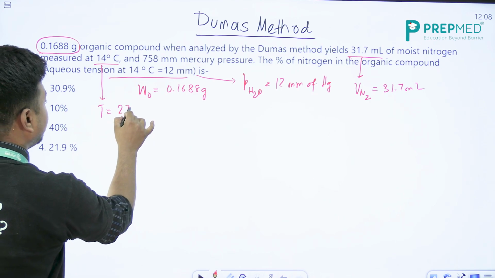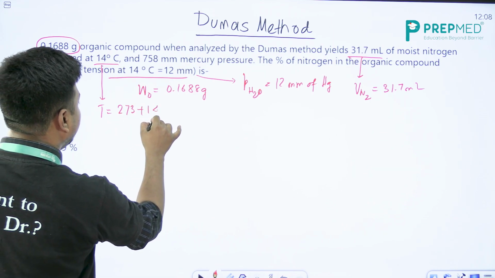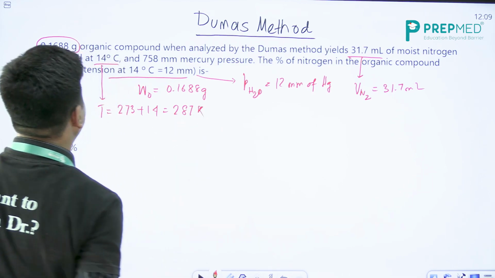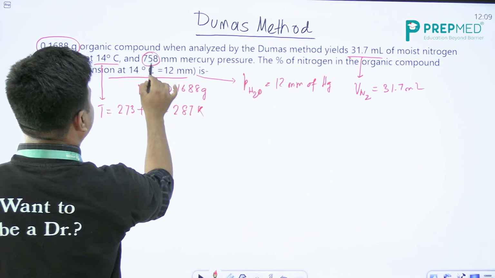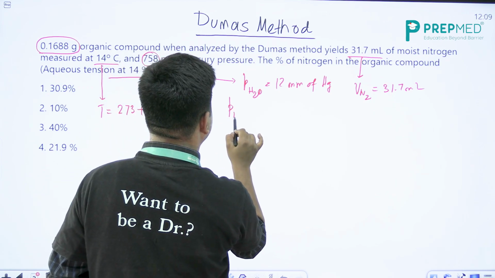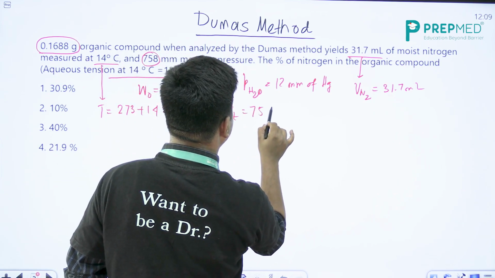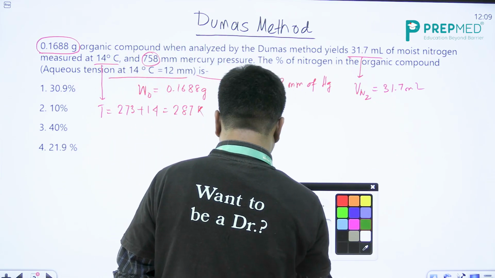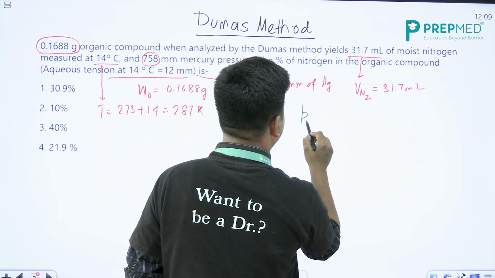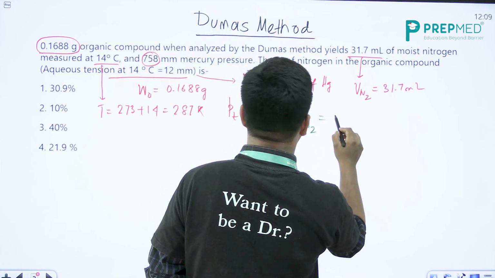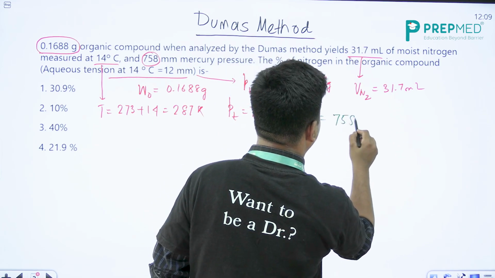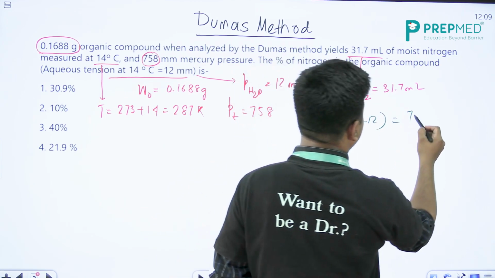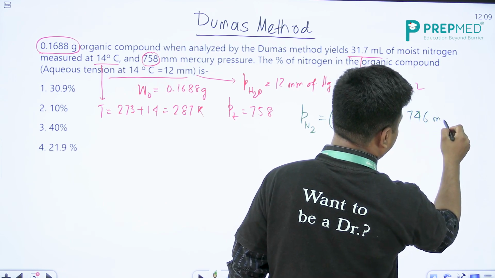ओके, और क्या दे दिया है, टेम्परेचर दे दिया है, that is T, that is equal to 14, that means 273 plus 14 is equal to 287 Kelvin. और the pressure is given 758, that is the total pressure is given 758 millimeter mercury. That means beta, if I want to calculate the pressure of nitrogen, so my pressure of nitrogen will be equal to 758 minus 12, that is equal to 746 millimeter mercury.